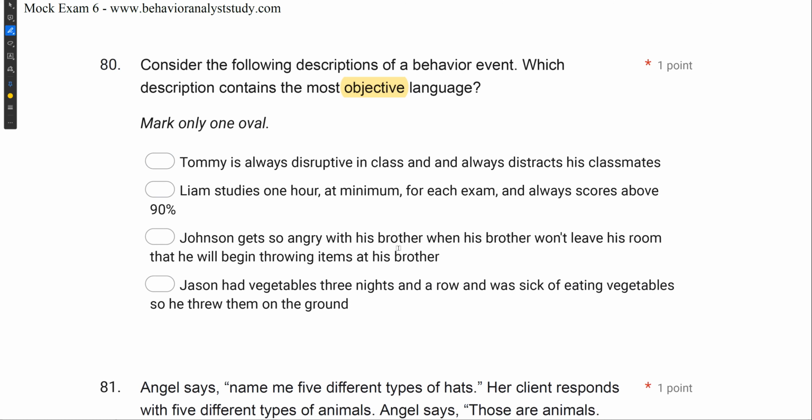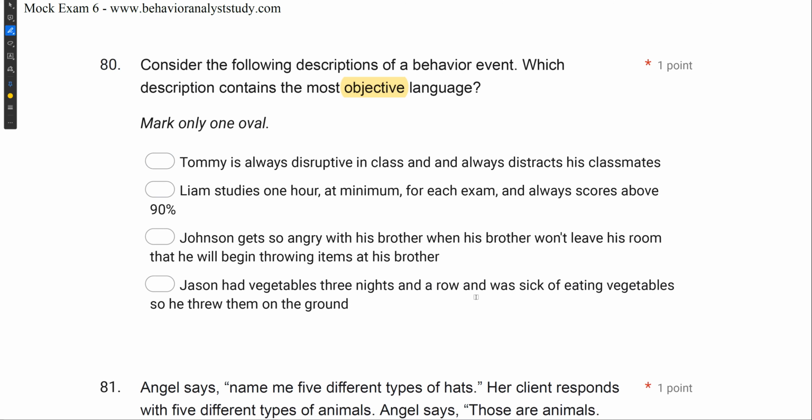C, Johnson gets so angry with his brother when his brother won't leave his room that he will begin throwing items at his brother. Most of these are okay, other than this word, angry, right? These mentalisms, these internal feelings are always going to be subjective because angry might be different to you, different to me. We have to operationally define angry if we're going to use it as a descriptor. So angry makes this subjective. We can't pick it.